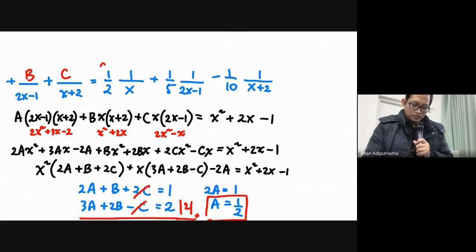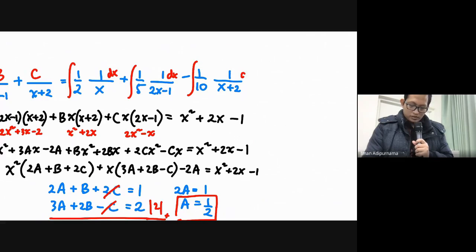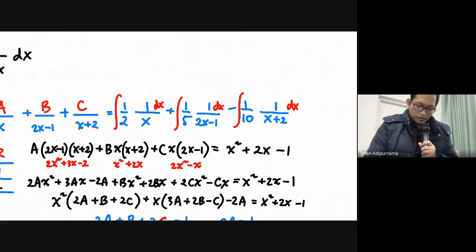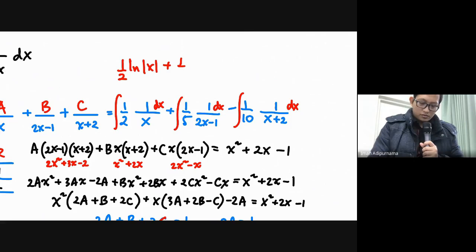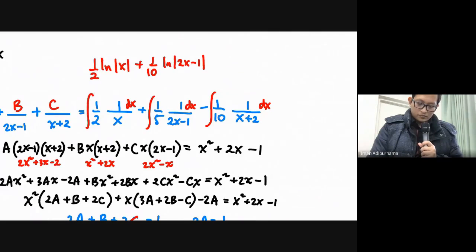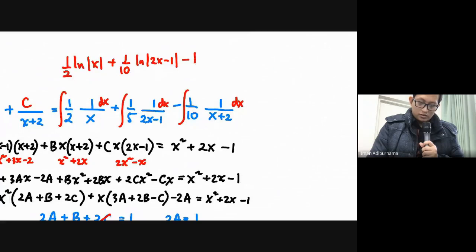Now, if you are integrating this, integrating the 1 over x, then we'll write the result as half ln x plus, for the 2x minus 1 term, half, I think it's becoming 10, and then minus 1 over 10, plus C if you want. Okay.